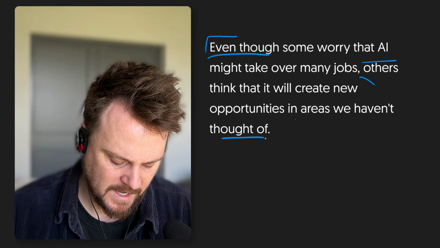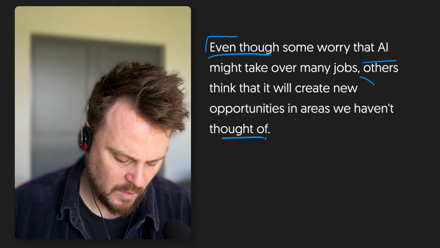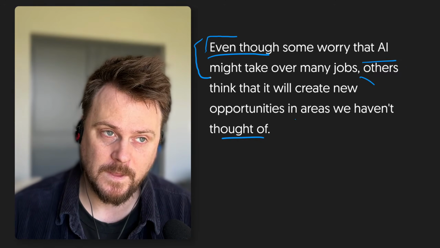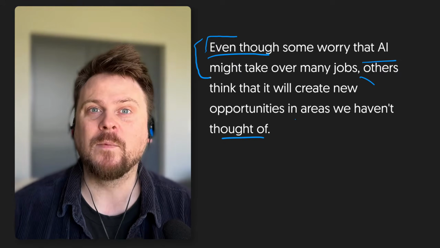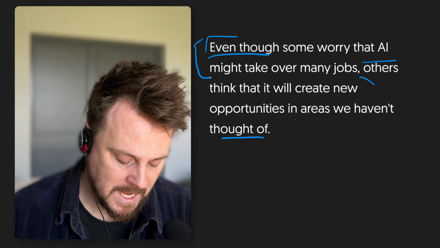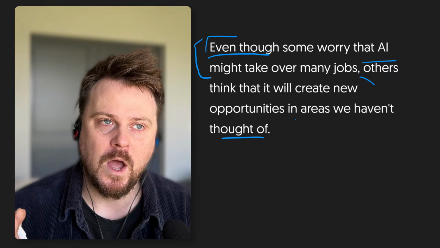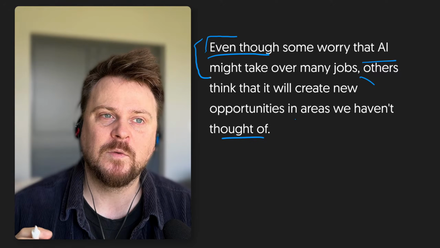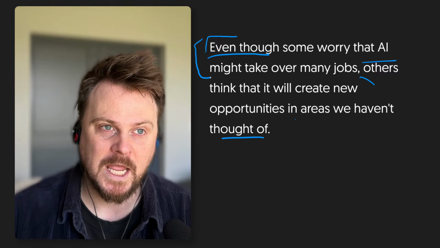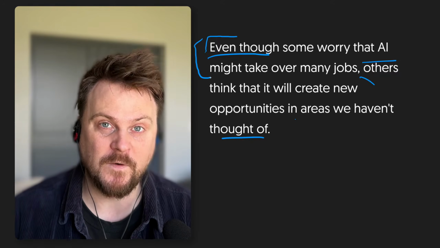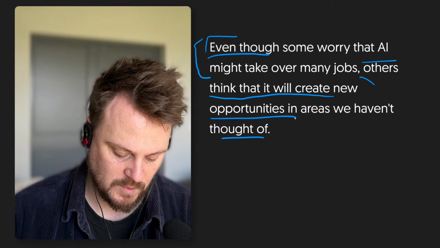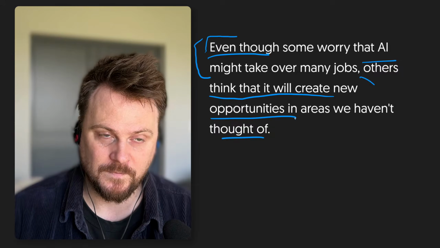This grammar is kind of like, I have this whole thing that's almost like a sentence, but it's not, that goes in front of the comma. I could say what that's called, but I'm going to avoid doing it. It's very hard to not say it, but I'm going to not say what it is. It's basically a statement that sets up the next thing, which is usually the main thing I want to say. And it always goes before a comma, followed immediately by the main thing. Others think that it will create new opportunities. That's the main thing, right?